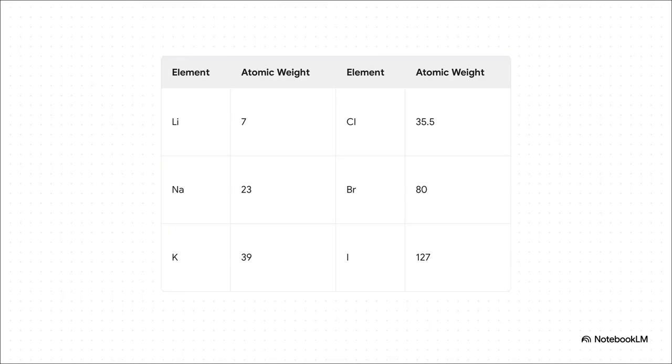Let's look at Dobereiner's law of triads. He spotted that for some groups of three, like lithium, sodium, and potassium, the middle element had an atomic weight that was pretty much the perfect average of the other two. I mean, that's a fascinating clue. But the problem was, it only worked for a handful of elements.